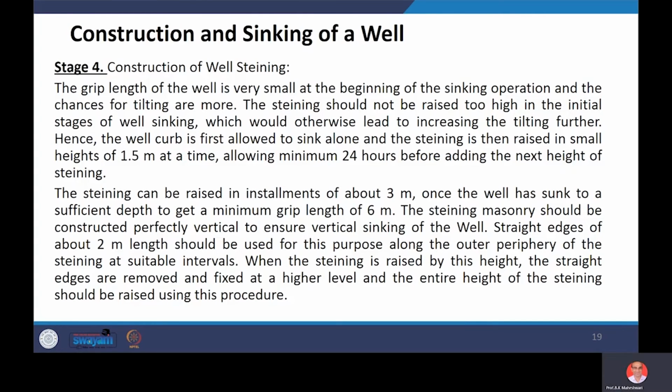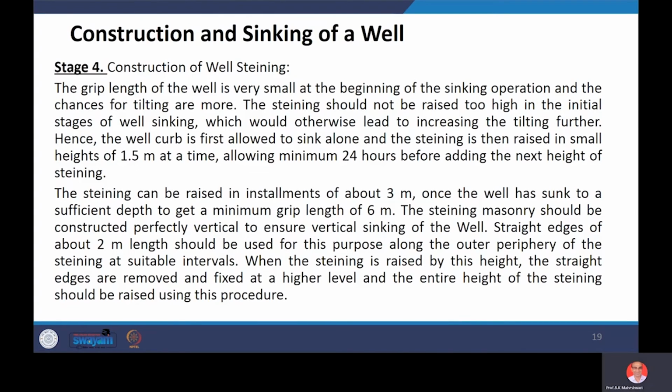The steining can be raised in installments of about 3 meter once the well has sunk to a sufficient depth to get a minimum grip length of 6 meter. So once the well has sunk to 6 meter, then we can increase the steining in increments of 3 meter. Before that, the increment should not be more than 1.5 meter.